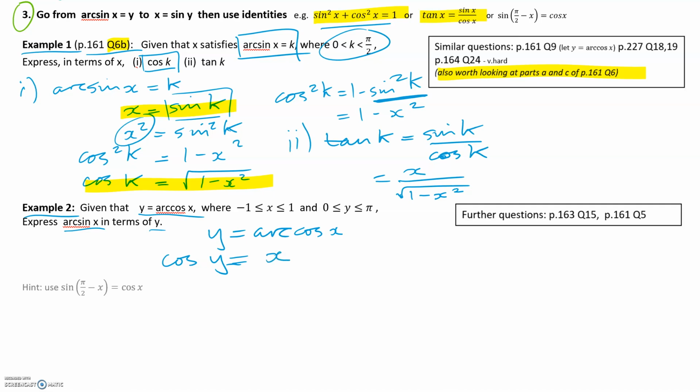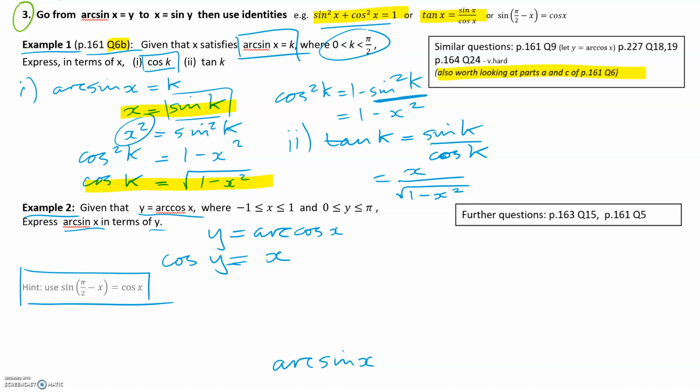Now it's not obvious what to do next, is it? We know we need to end up with arc sine though. We need to end up with arc sine x at the end. So the way to do this one is, well, there's a bit of a hint over here where it says hint.